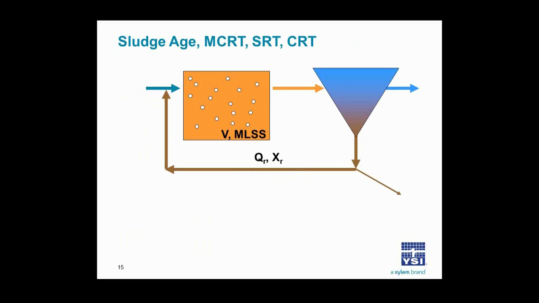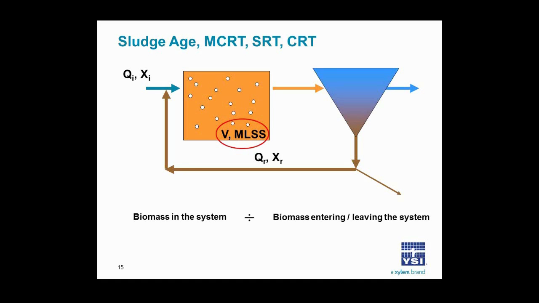So we have another cartoon here showing, again, an aeration tank and a clarifier linked by the return activated sludge. And when we talk about sludge age or MCRT or SRT or CRT, they are all different calculations, but in essence, they are the difference between the biomass entering the system and the biomass in the system divided by the biomass entering or leaving the system.